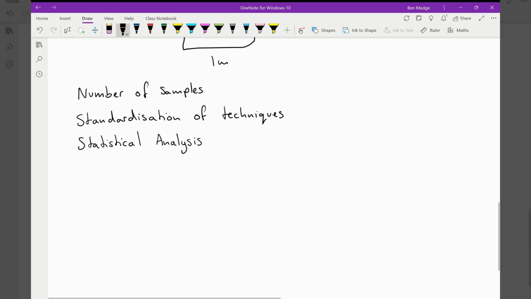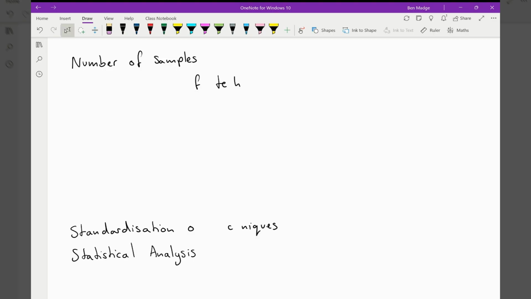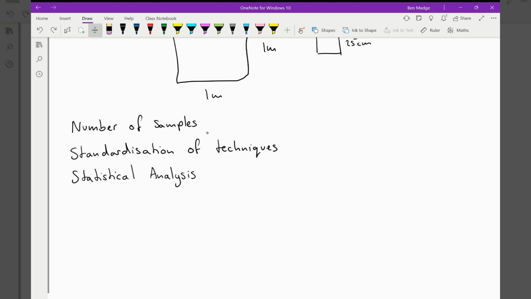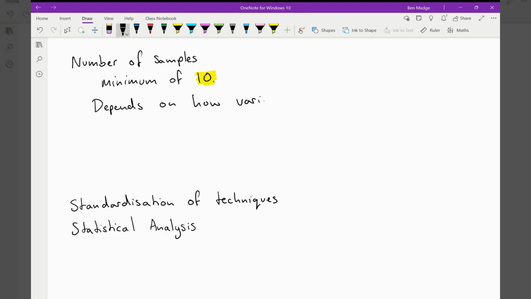Next one then is number of samples. So number of samples is going to be a minimum of 10. If in an exam question you're asked, you need to mention the fact that it's going to be at least 10 samples, but it depends on how variable the thing that we're going to measure is.